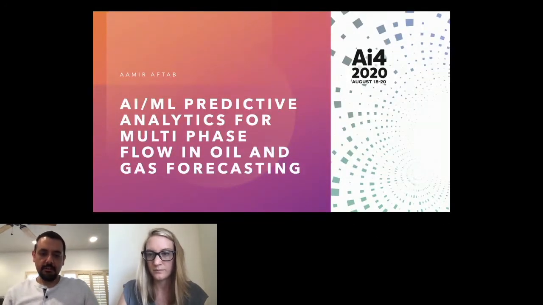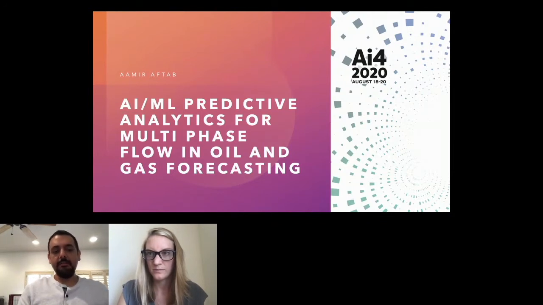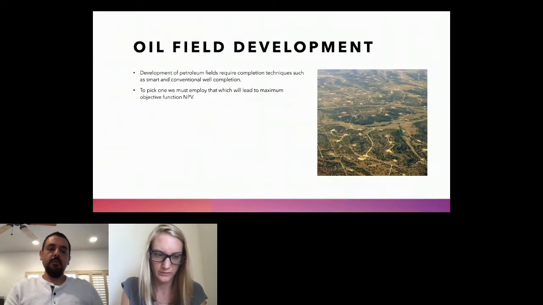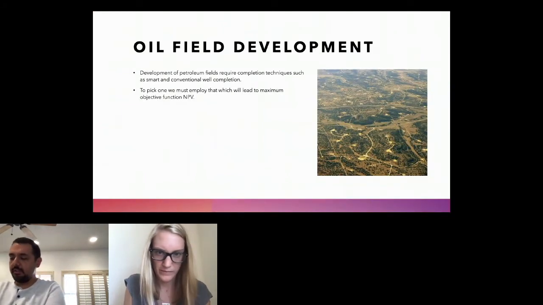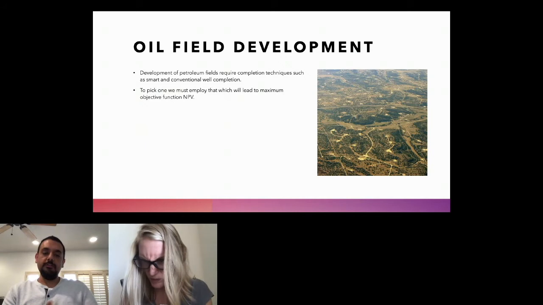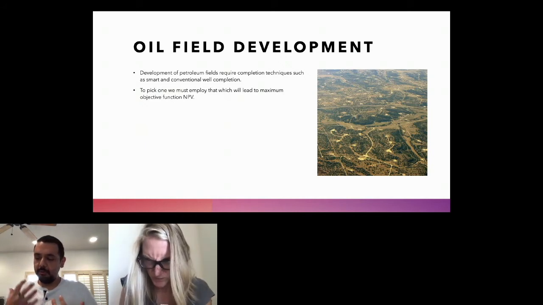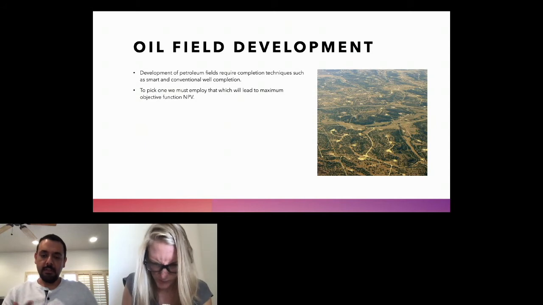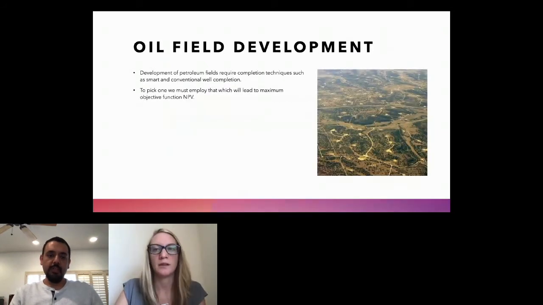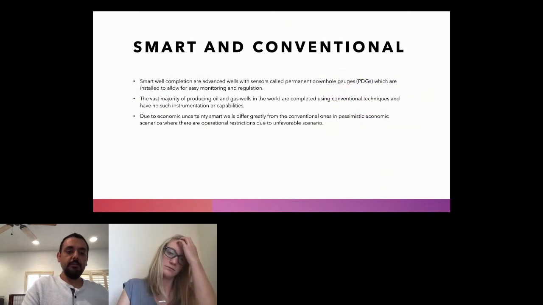So today's talk is about predictive analytics for multi-phase flow in oil and gas forecasting. One of the major things that we need in order to increase the maximum objective value of an oil field is to employ strategies that would help with the maximum benefit. And so we have certain types of completion techniques, the two being smart and conventional.